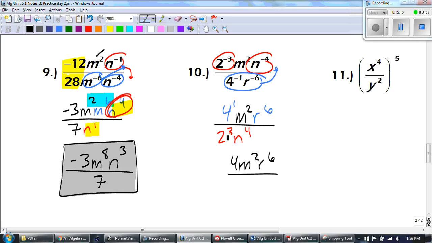On the bottom, I can do 2 to the 3rd power. 2 times 2 times 2. 2 times 2 is 4. 4 times 2 is 8. And then I can reduce 4 over 8. 4 over 8 is the same thing as 1/2, and I don't need the 1. Okay? So my final answer is m squared r 6th over 2n to the 4th.